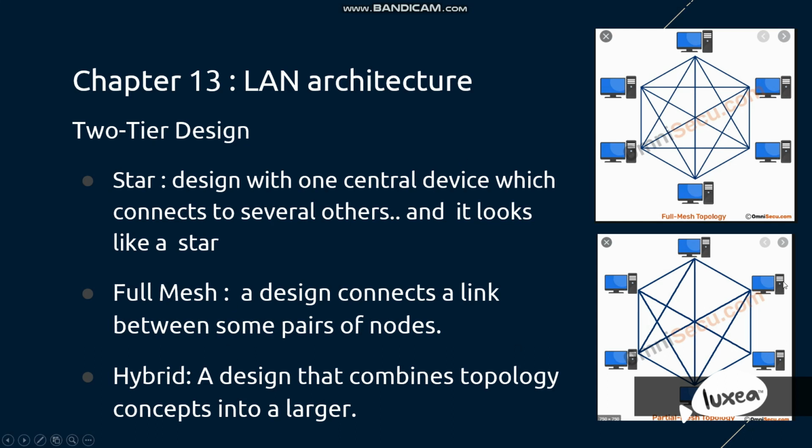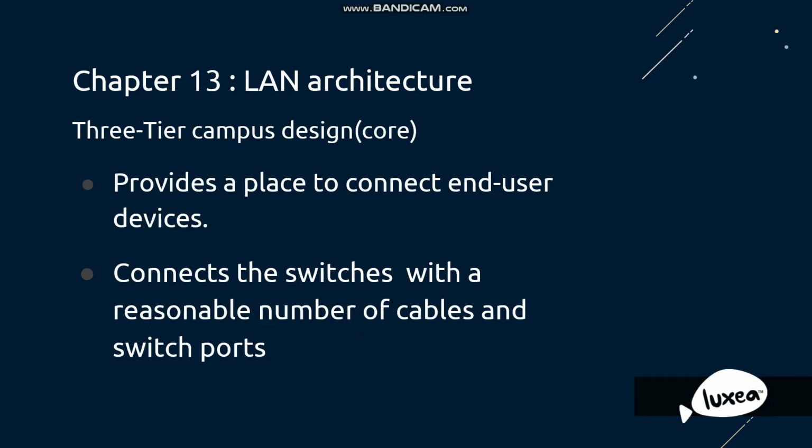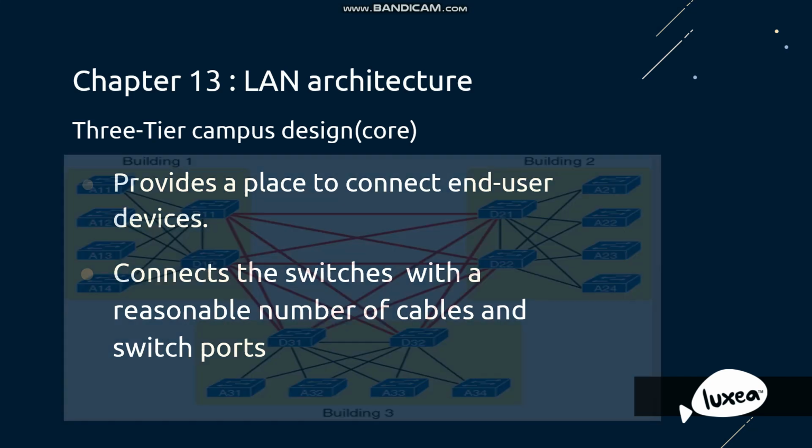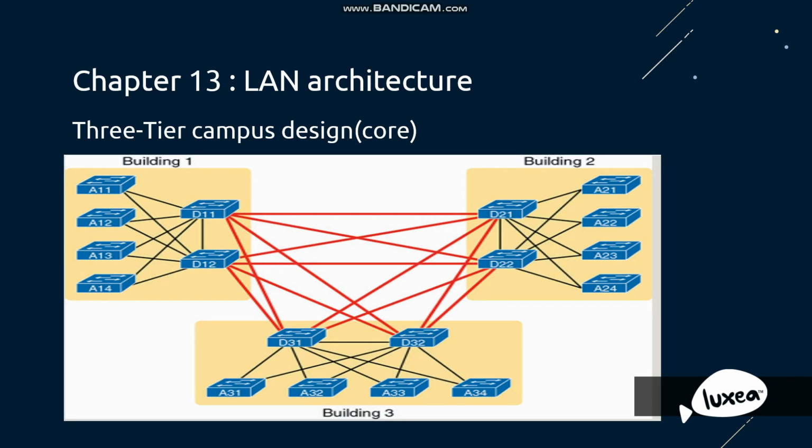Next is hybrid, a design that combines topology concepts into a larger one. Next, the 3-tier campus design. The next topic will be the 3-tier design with a core. Eventually, if each building has a 2-tier design, we'll have a problem connecting the LANs in each building. This is not a 3-tier but a 2-tier design without a core, with 3 buildings.